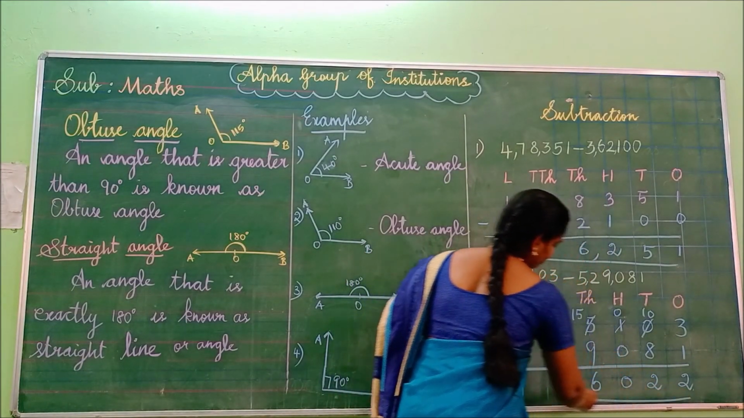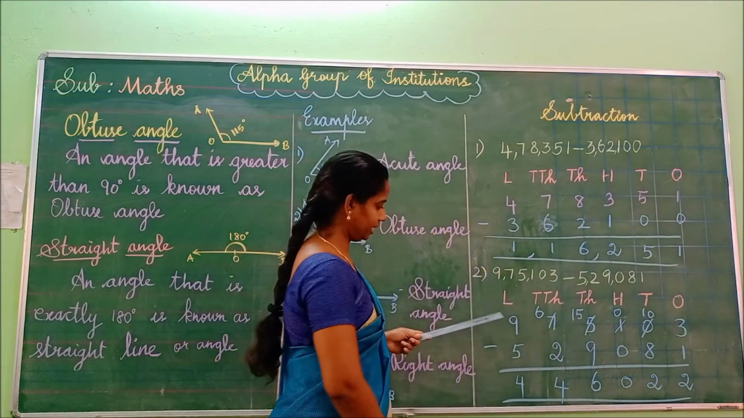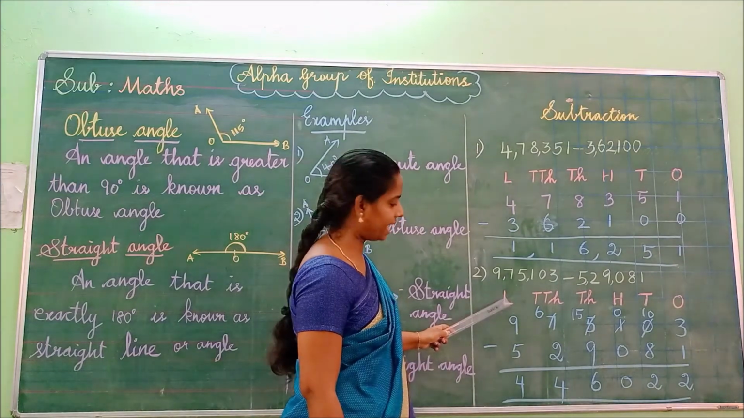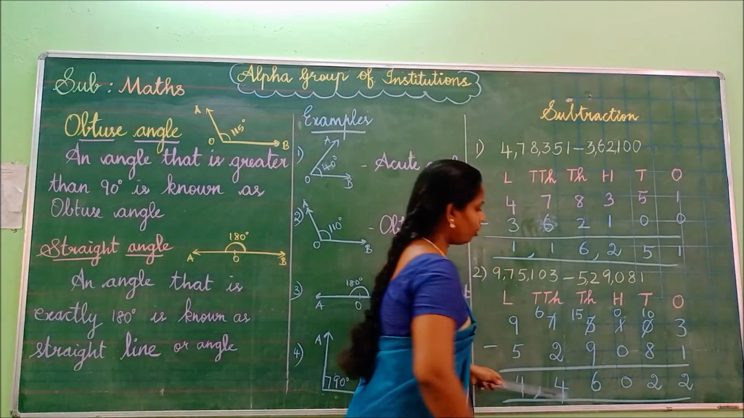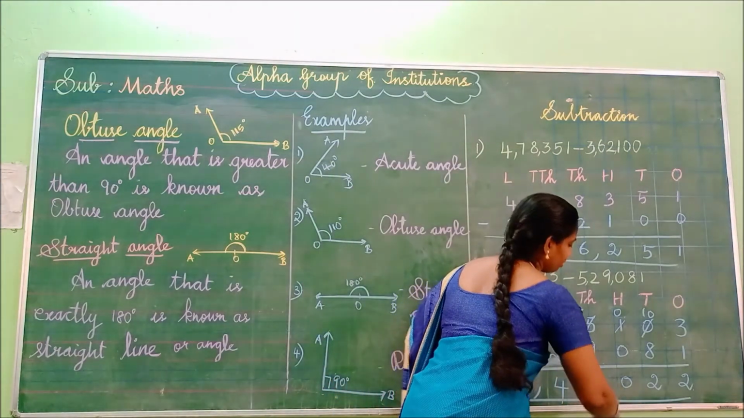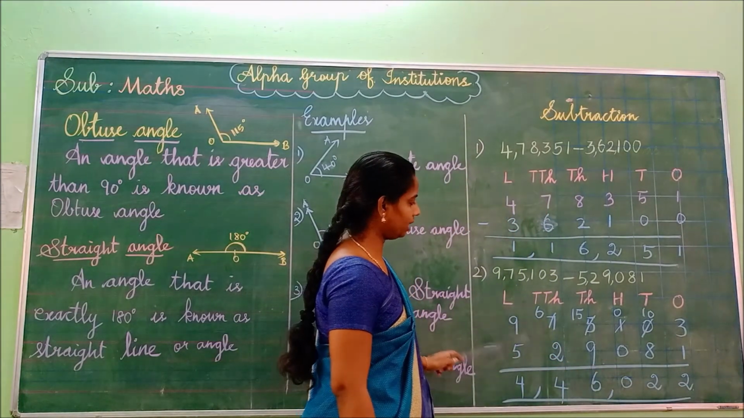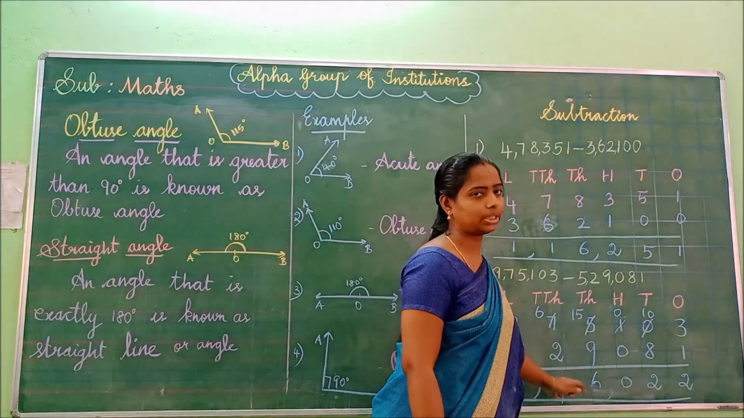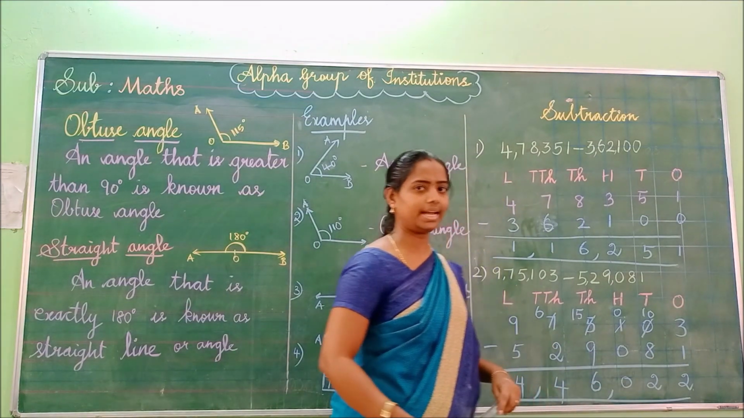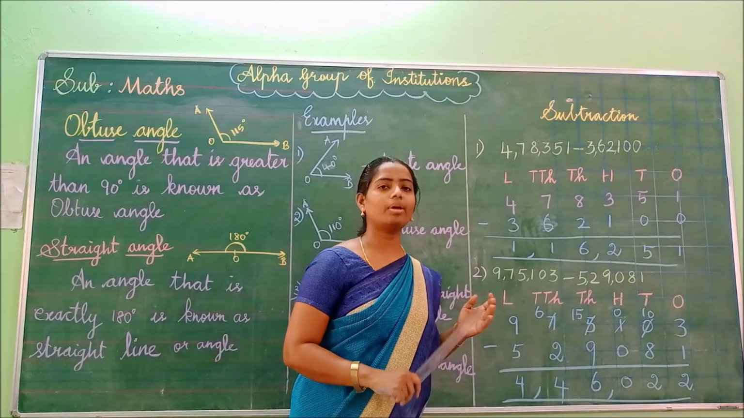Okay, children, we completed the sum. See how we can tell this? 4 lakh 46,022. So we can say this is 4 lakh 46,022. Okay, are you all clear about the subtraction, children?